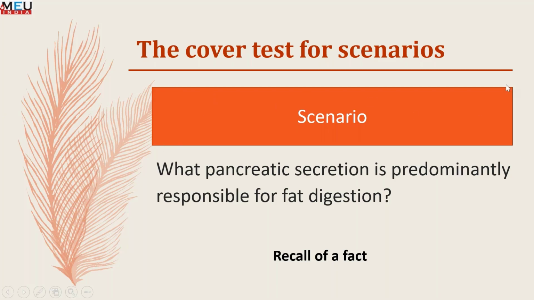And suppose you block this scenario and the lead-in question is, what pancreatic secretion is predominantly responsible for fat digestion? Okay, so the answer to this question is obvious even if you don't read the scenario. Is this point clear? So what you're asking in this lead-in question is just the recall of a fact. And this scenario here is superfluous, it is redundant. You don't need a scenario at all in this question.